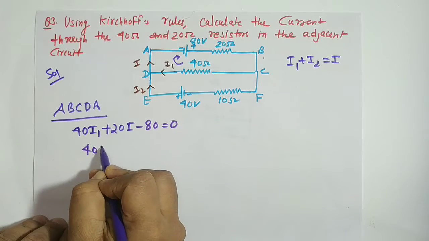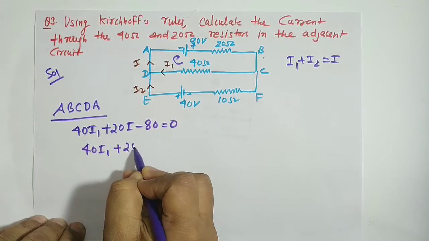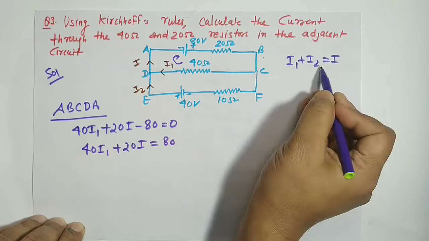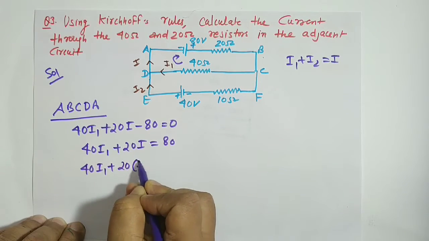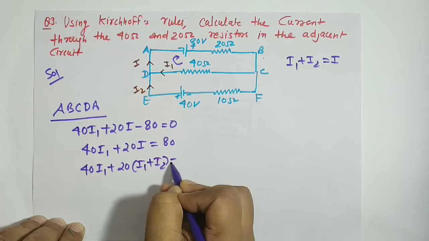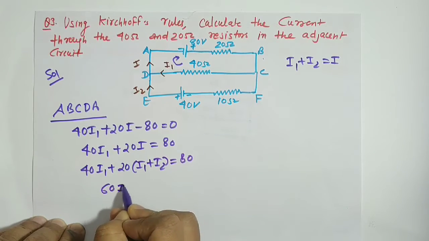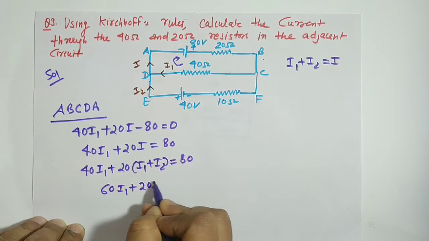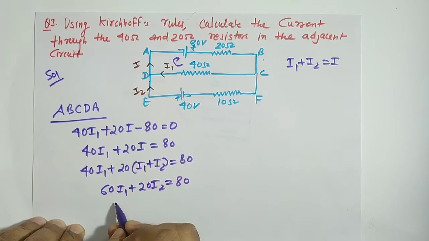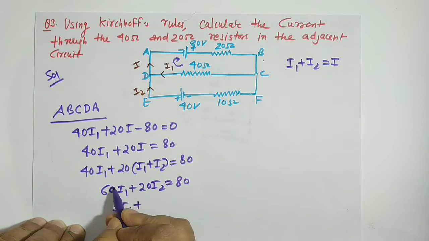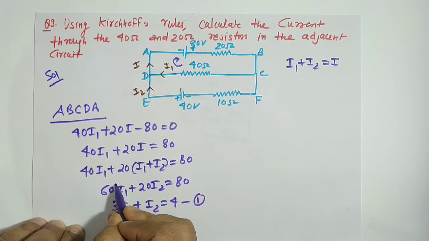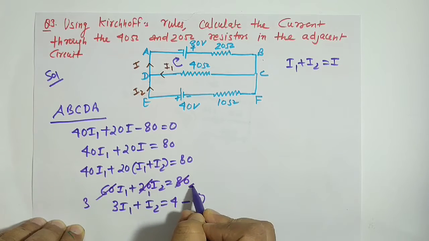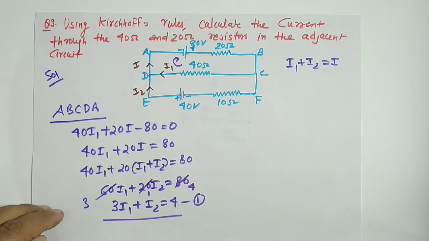So 40 I1 plus 20 I is 80. And I is actually I1 plus I2. So we can even say 40 I1 plus 20 (I1 plus I2) if you want to write it. And it will be 80. So you can write 60 I1 plus 20 I2 equal to 80. Or 3 I1 plus I2 equal to 4. Got it or not? This is the equation. Dividing by 20: 3 into 20 is 60, and 4 into 20 is 80. So this is the equation you got from A, B, C, D, A.